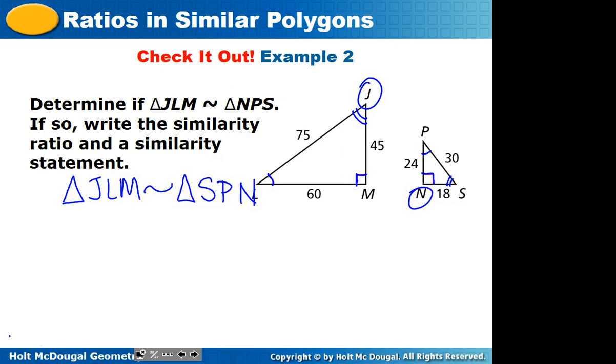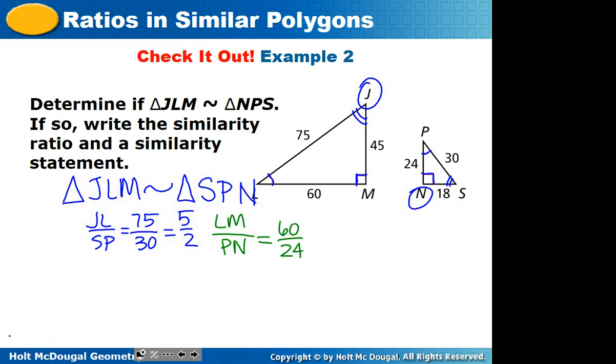So we're going to compare JL to SP. JL is 75 and SP is 30. Both of those are divisible by 15, so that's 5 over 2. Let's compare our next pair of sides. Then we have LM over PN. LM is 60. PN is 24. Both of those are divisible by 12, so that as well is 5 over 2.